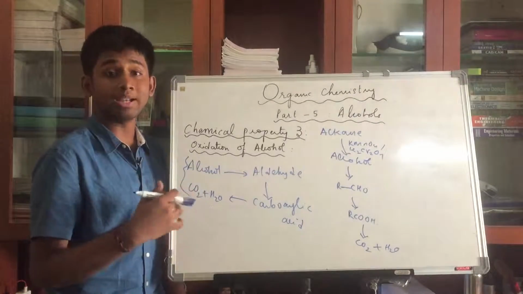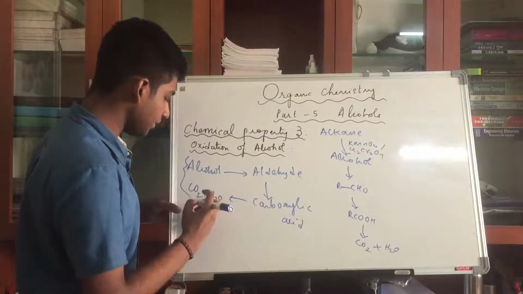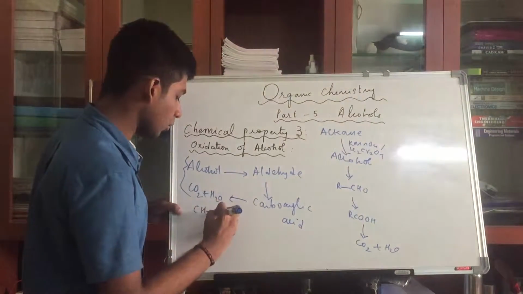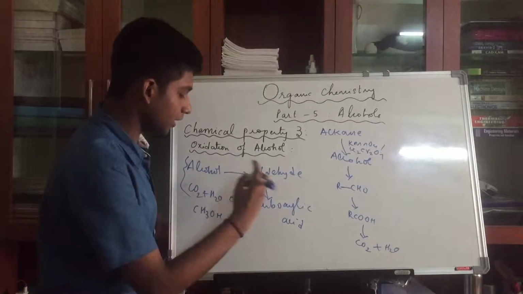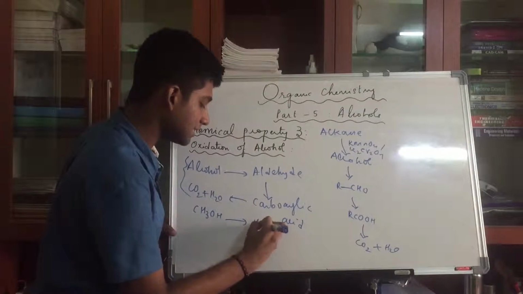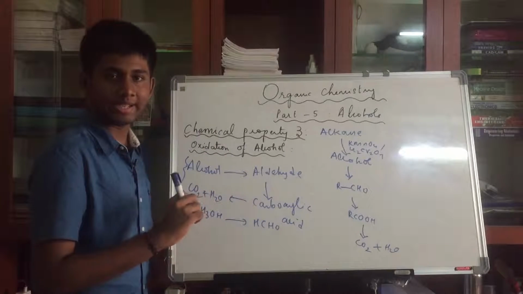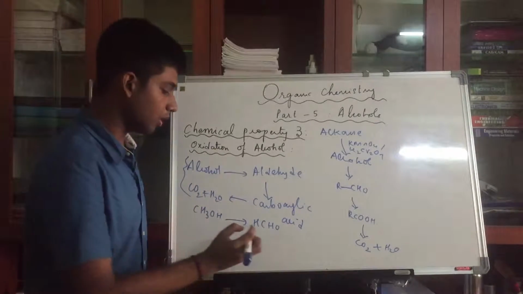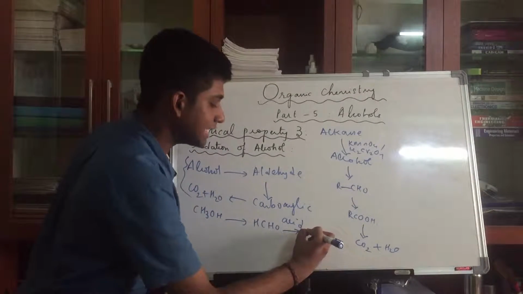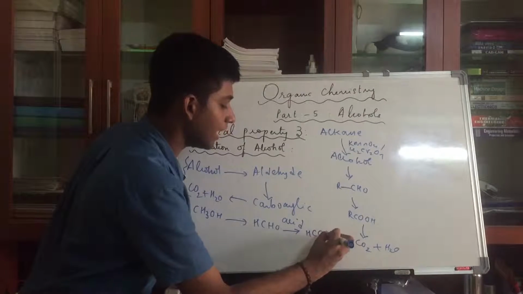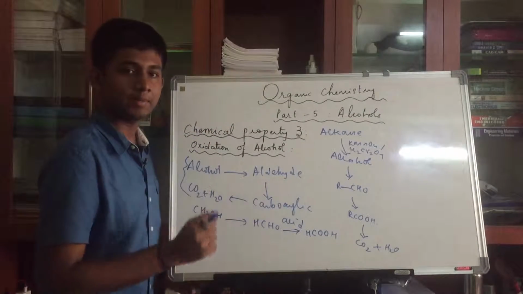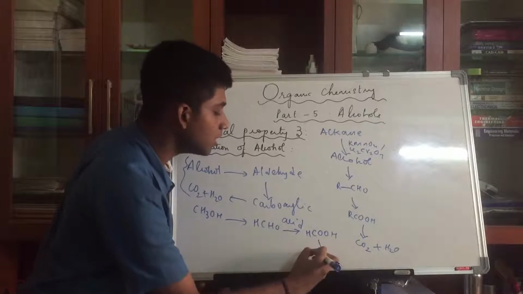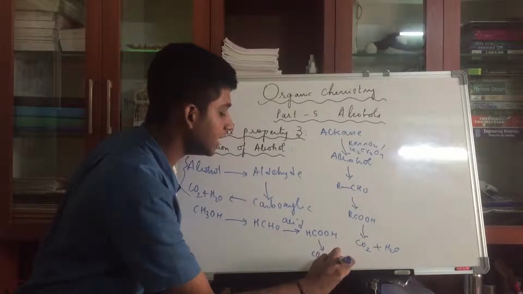Let's just take one example for this. In case we take the alcohol CH3OH, which is methanol, the respective aldehyde will be HCHO. The respective carboxylic acid will be HCOOH, and finally you get carbon dioxide and water, in case you oxidize it till the last step.